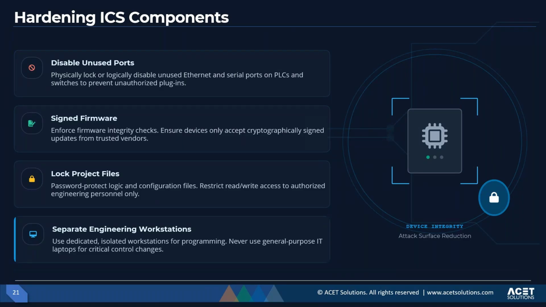Another critical practice is to lock and secure the project files, including ladder logic, function block diagrams, configuration files, and HMI project data. These engineering files should be stored in controlled repositories with version control, checksums, and strict access rights. Only authorized personnel should be able to modify or download the logic. Every change should follow a documented change management process. Locking these files helps prevent accidental edits, unauthorized logic changes, and tampering by compromised accounts.